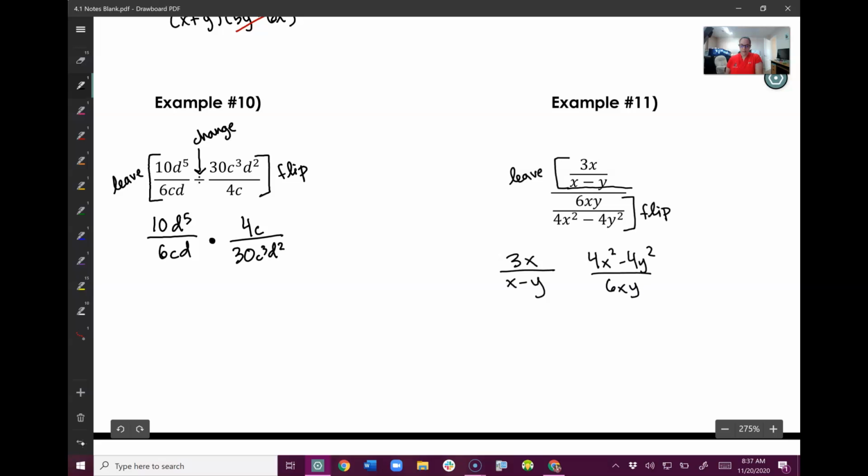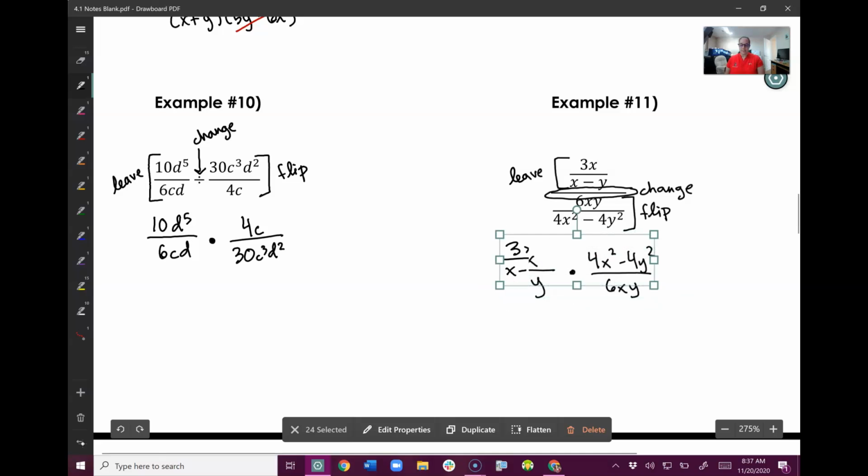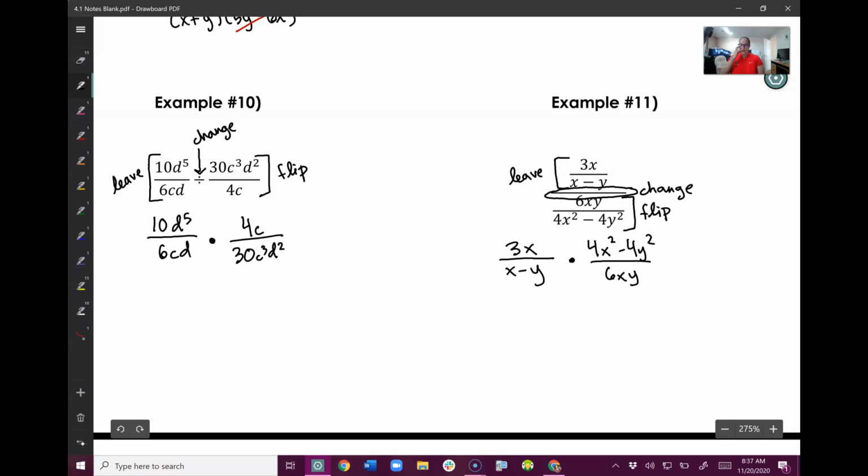And then you take this fraction bar, which means division, and you change it to multiplication. So you just have to do that step, and now it's exactly like what we've been doing all along. So let's go through and actually do these. Example number 10 doesn't have any glue terms.